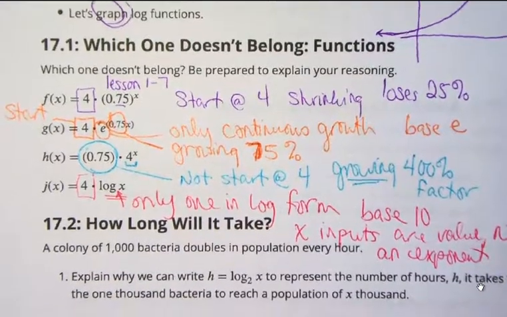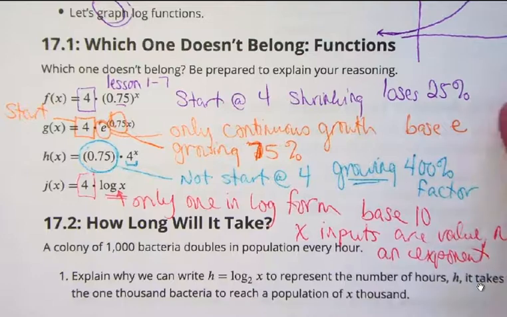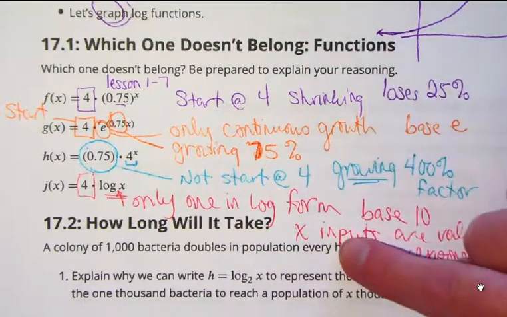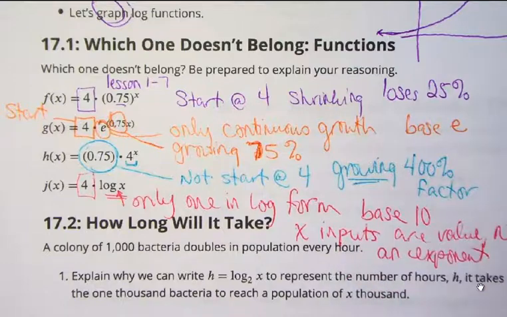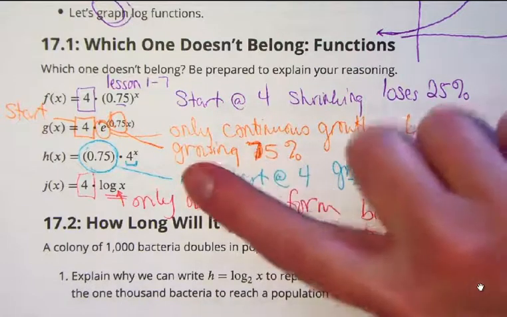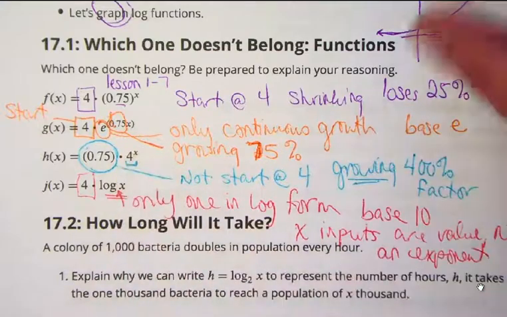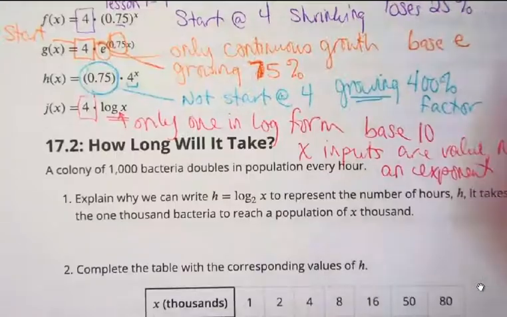So some things that are really making these look very, very different from each other. You've only got one of them that's shrinking, two that are growing, one of them that's in log form. And one of them starts at something other than 4. So some neat things going on.